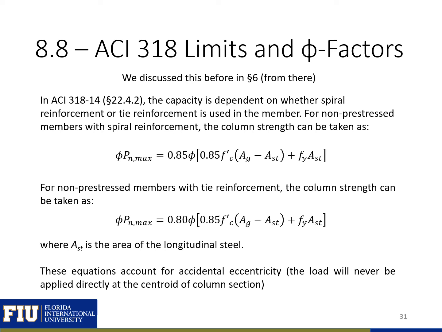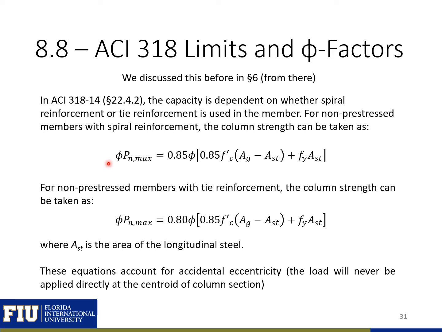The next ACI limit that I want to just mention briefly, because again, we already discussed it, is the capacity cap that takes into account minimum eccentricity. It's very difficult to apply a load directly in the center, at the plastic centroid of a column. If we apply the load even the slightest bit off from the plastic centroid, we're going to cause some moment in our column. So what ACI does is it will cap the pure axial compression capacity of our column, assuming that there will be some kind of minimum eccentricity, just based on tolerances.